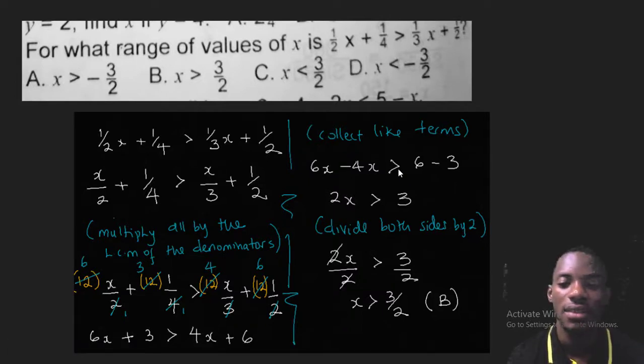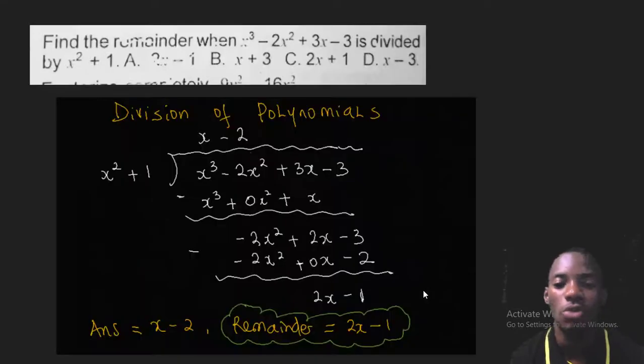So I have 6x. The 4x will come from here to this side and become minus 4x. Then greater than 6, then minus 3. And that will give me 6x minus 4x is 2x, greater than or equal to 6 minus 3, which is 3. So dividing by 2, x is greater than or equal to 3/2, and 3/2 is my answer, and that is the end of inequality. Now let's talk about polynomial finally.